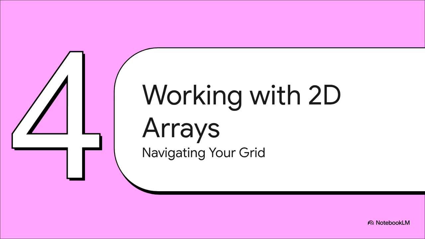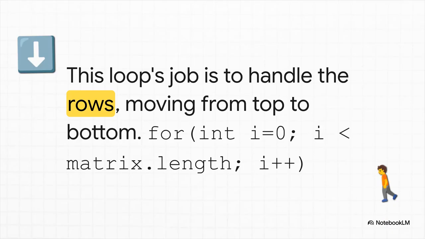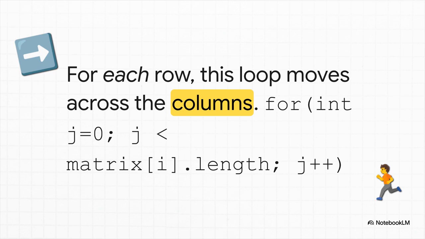All right, so think about it. If a single list needs one loop to get through it, it kind of makes sense that a grid, with both rows and columns, is going to need a slightly more advanced technique. Right, so we start with what we call an outer loop. Its only job is to handle the rows. That's it. It starts at the first row, index 0, and just moves down, one row at a time. Simple enough, right? Then, inside that loop, for every single row, we have a second, inner loop. And its job is to move across all the columns just within that one row.